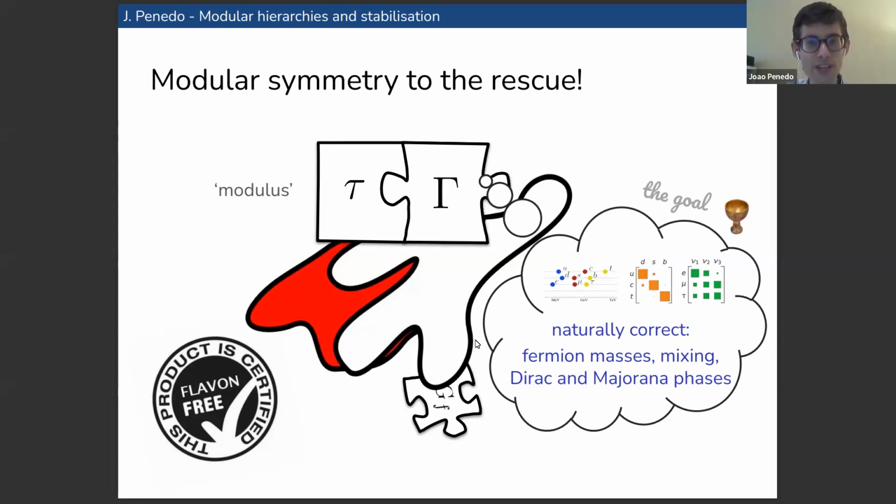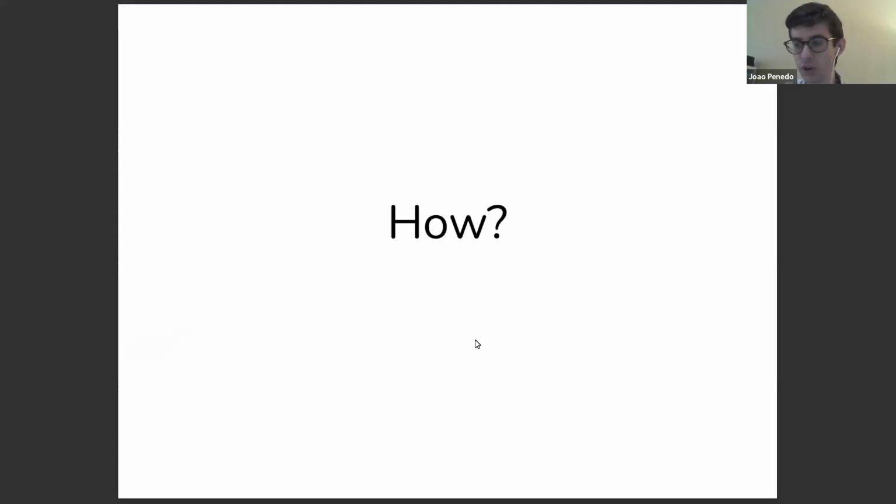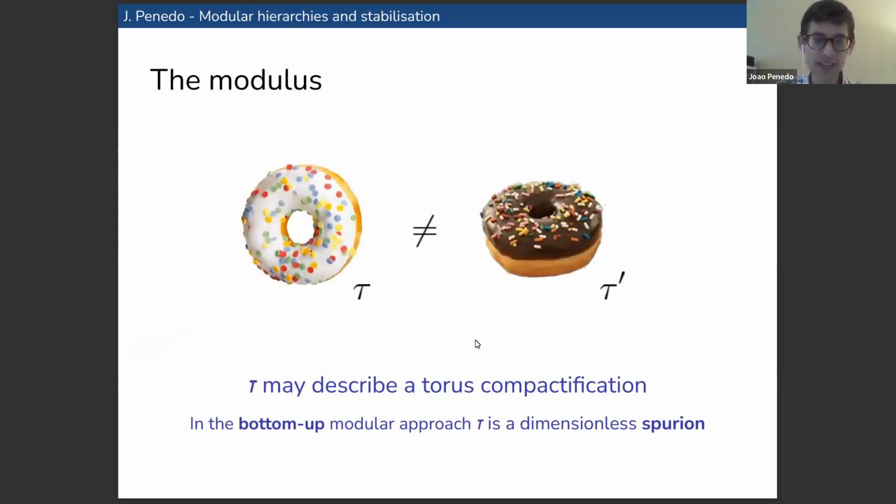Now I'll tell you how the modular symmetry works. Okay? So where does it come from? Well, it can be coming from some torus compactification of extra dimensions. And this tau modulus that I told you about, this complex number, is a description of the torus. Now, I will be dealing with a bottom-up approach for most of the talk. So essentially, this tau breaks the symmetry, is like a spurion, and we don't care necessarily how it originates.